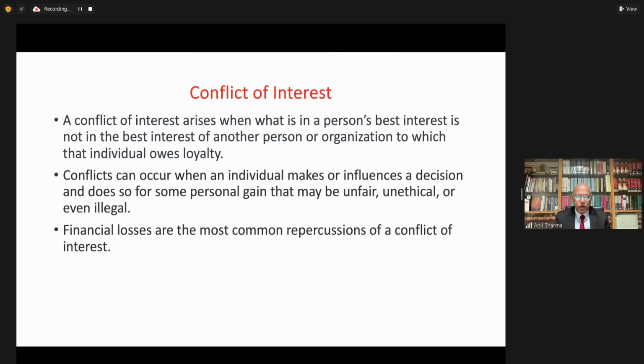Another way of defining it is that conflict can occur when an individual makes or influences a decision and does so for some personal gain that may be unfair, unethical, or even illegal. You can relate this to a number of cases now. When you see reports which have come out with regard to corporate frauds, you can make out that in some cases this conflict of interest arose because that individual made a decision for their personal gain, which was unfair, unethical, or even illegal.